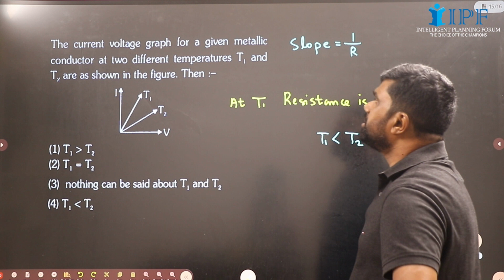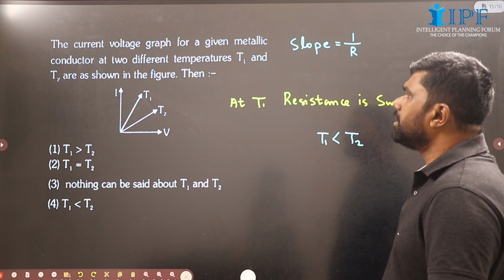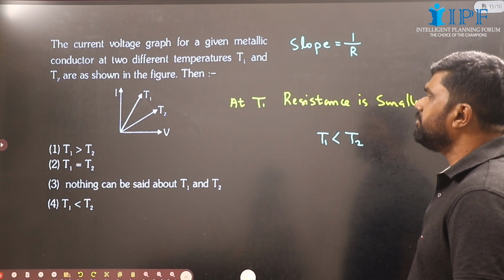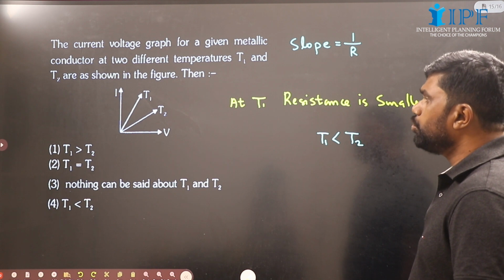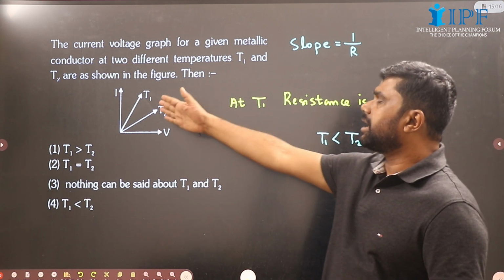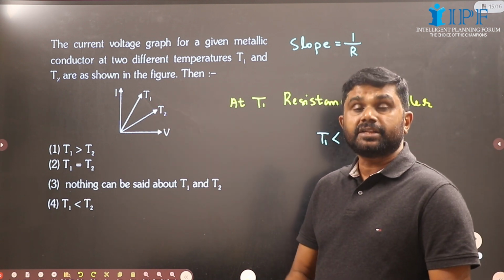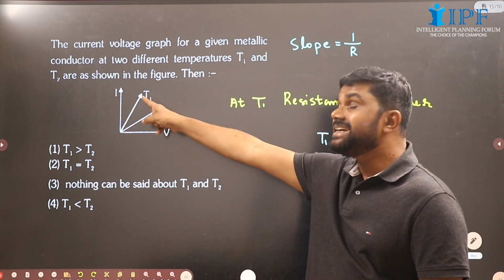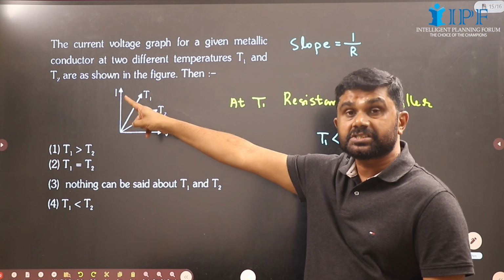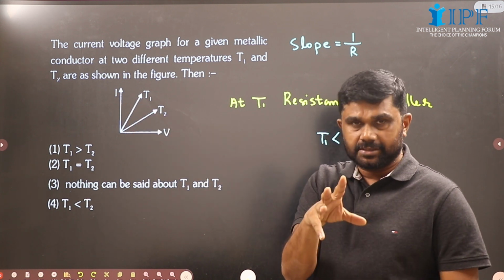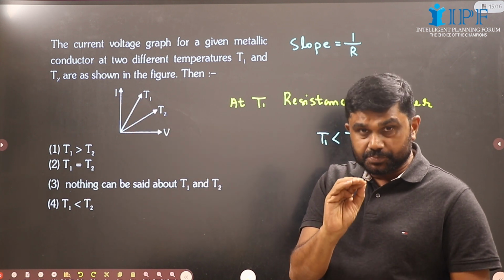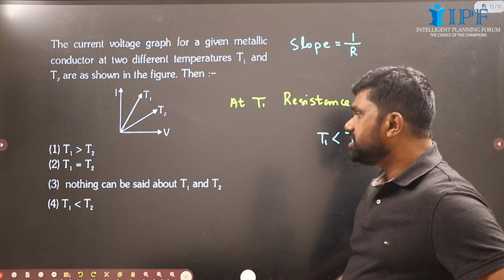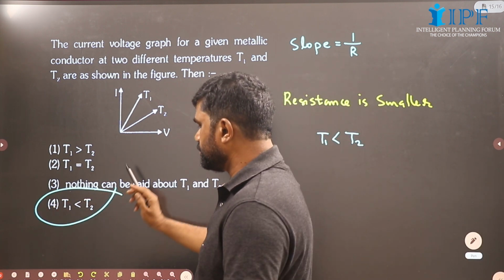The current voltage graph for a given metallic conductor at two different temperatures T1 and T2 is shown in the figure. See, this is a current versus voltage graph and the slope will represent conductance. So conductance at T1 is more, so resistance at T1 will be less. So T1 temperature is smaller than T2. Okay, T1 smaller than T2, this one.